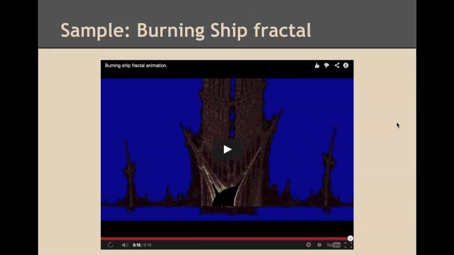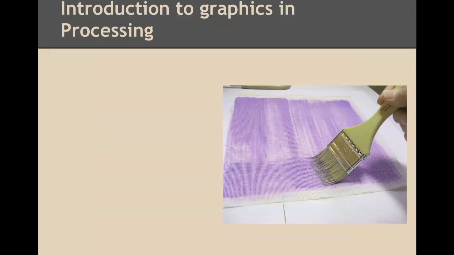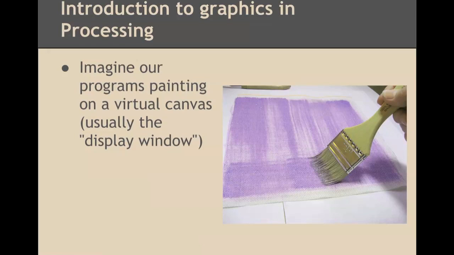So let's start talking about how we paint things in processing. We're going to imagine that our programs paint onto a virtual canvas, which we call the display window. Usually, not always. You can paint directly to an image, for instance, that you save to a file later on. But generally speaking, we're going to be painting onto the display window.